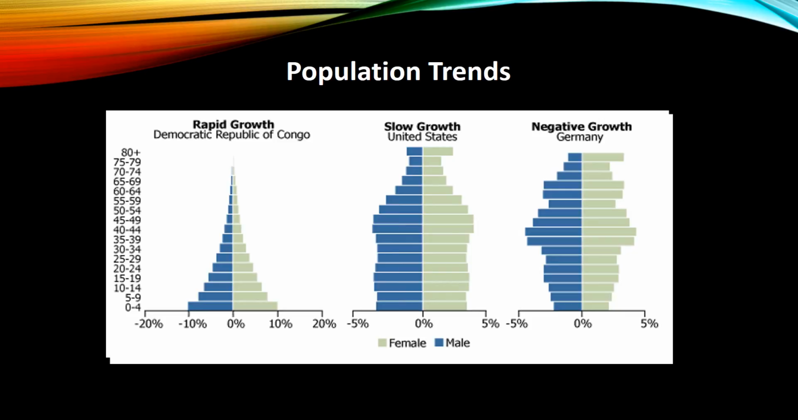So in the Democratic Republic of Congo, there are more people being born than there are dying. In the United States, it's relatively equal, but just slightly more births than deaths. And then in Germany, according to this graph, more people are dying than being born. So remember: birth rate, death rate, natural increase.